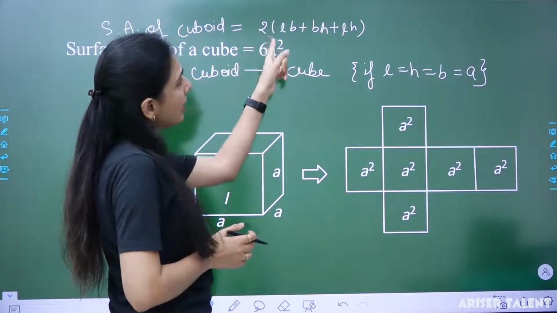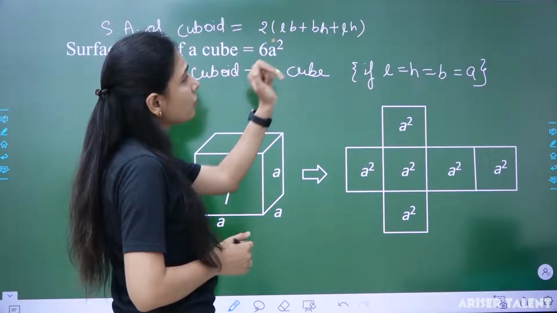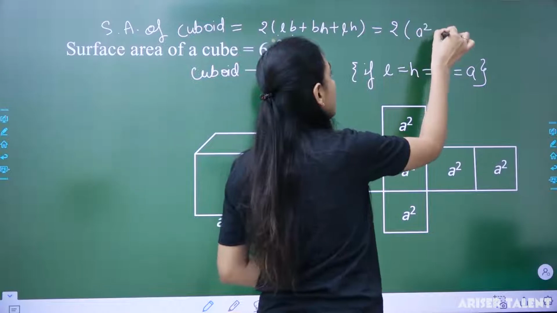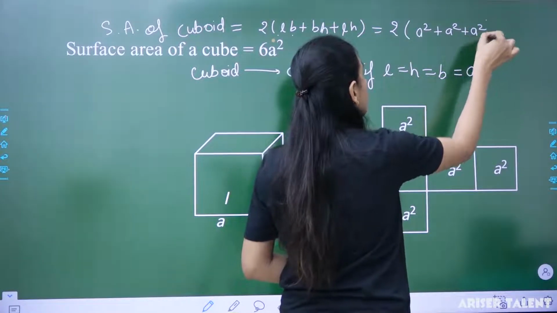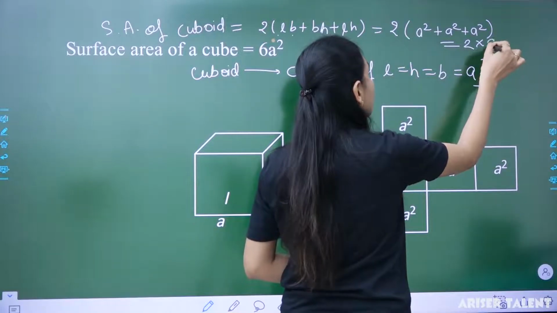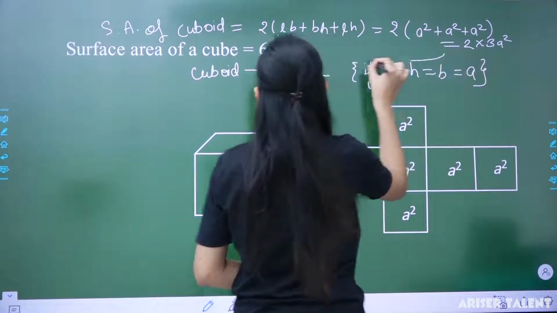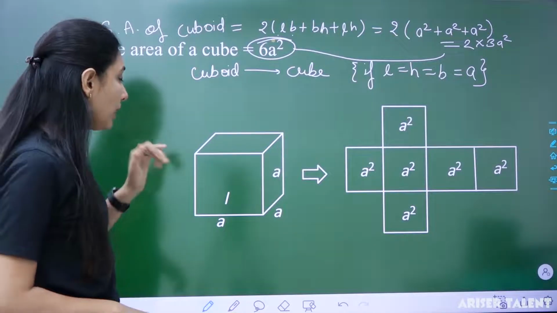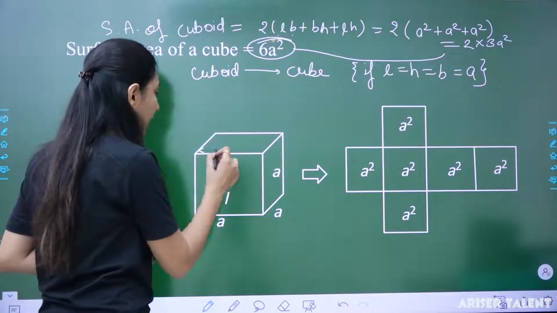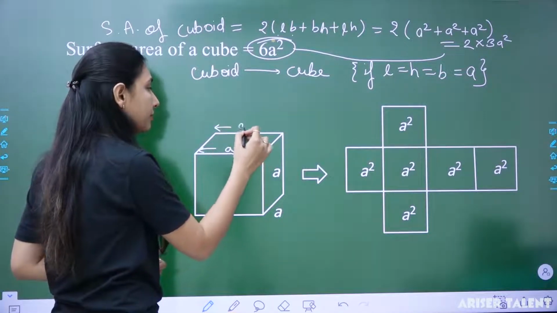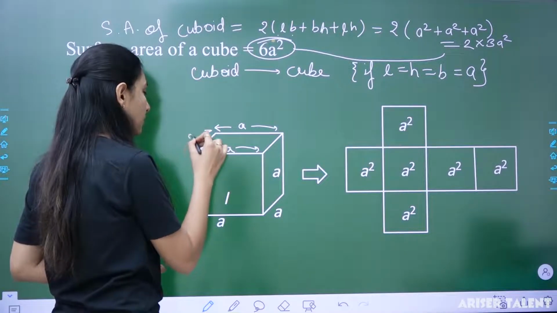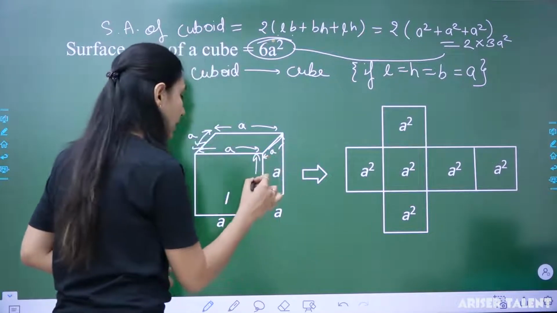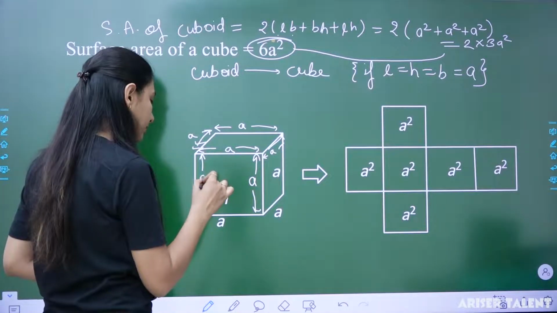Now can you put A equal to L, equal to B, equal to H? Okay, so here it will be A square, again A square, again A square. That is going to be what? 2 multiplied by 3A square, that is equal to 6A square. So by that you can see this. Okay, and if you are taking a cube with dimension A, all the dimensions are A: length, width, height, all are the same.